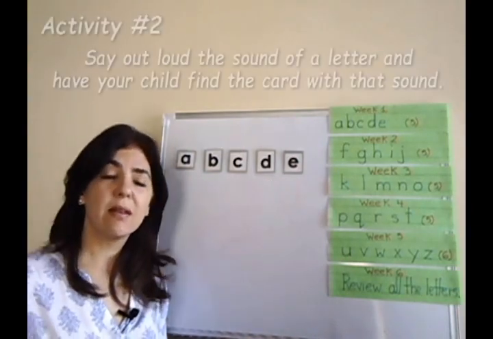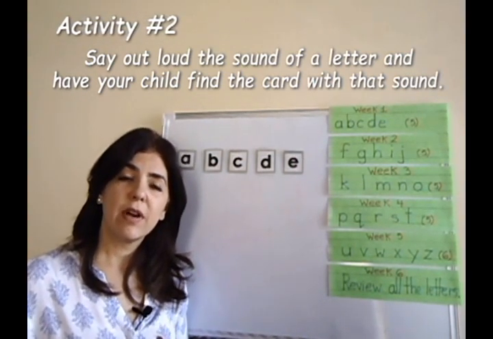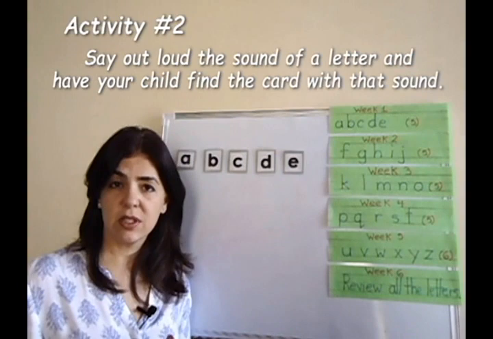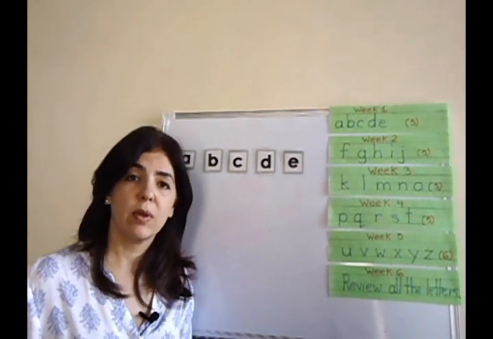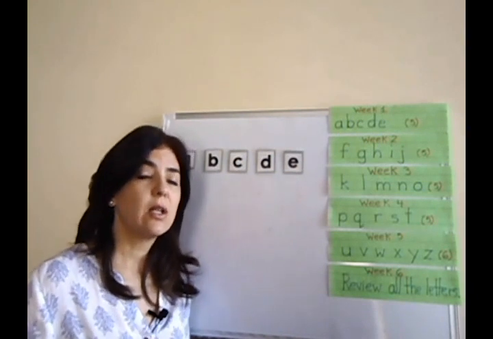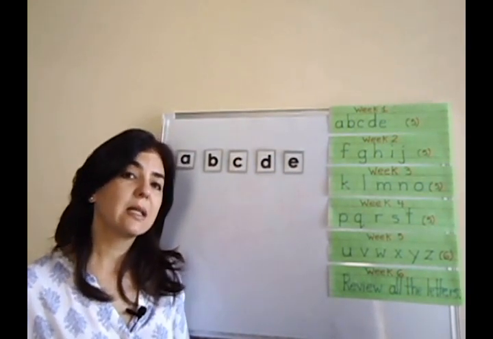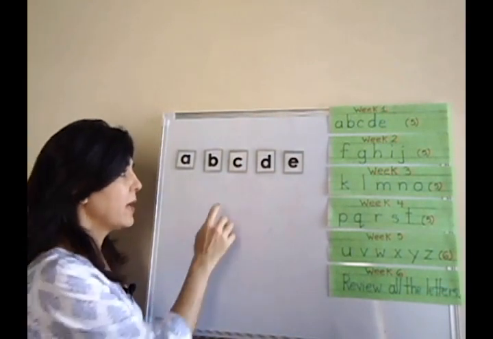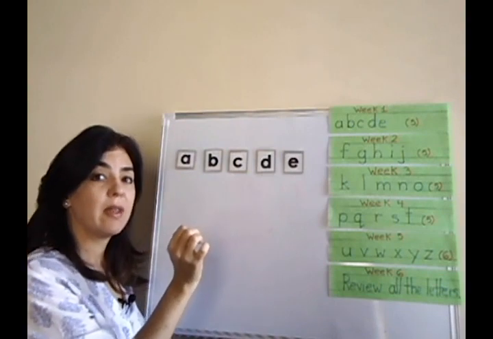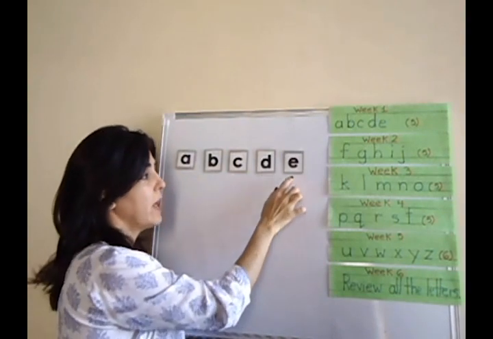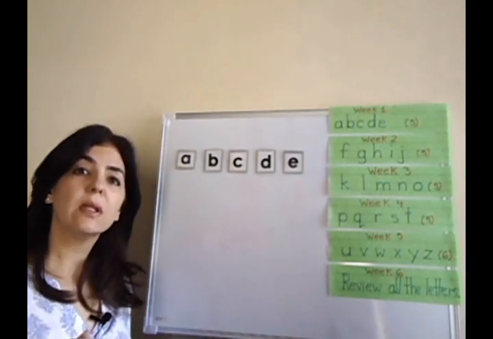Your second activity would be to ask your student to identify a card with the letter sound that you're going to give him or her. For example, if you're working with Susan, you're going to tell Susan, "Susan, can you show me the card, the letter that makes the K sound?" And she should be able to show you this letter sound, K. "Can you show me the E?" And she should be able to point at this letter. You're going to do it with every single letter.